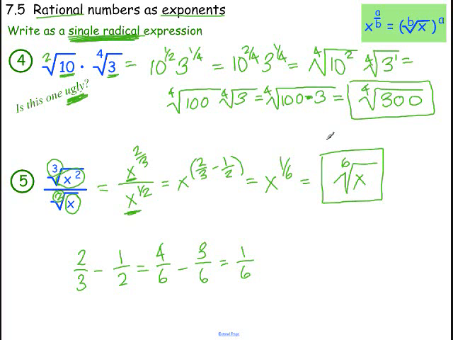So at this point, I think we can handle almost anything. We just have to remember to get something to be common, either the common base or a common root, common index.